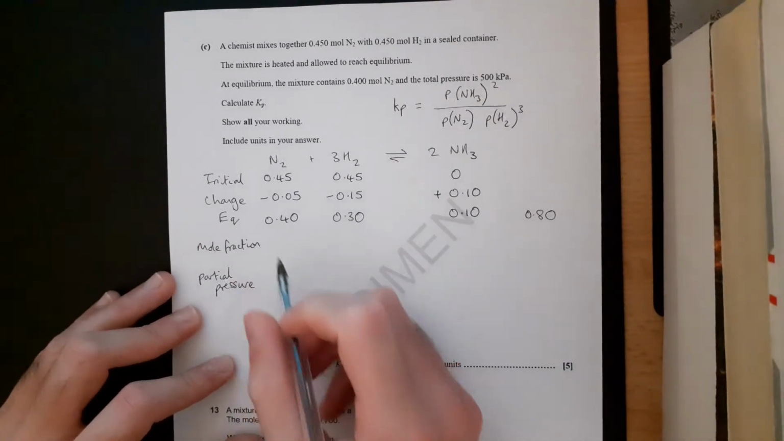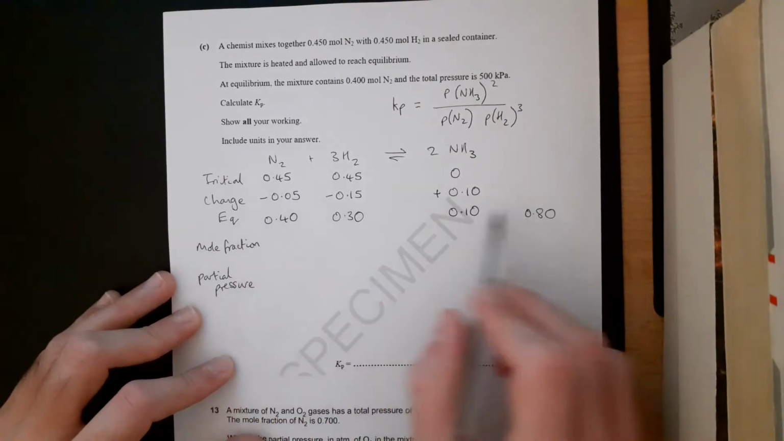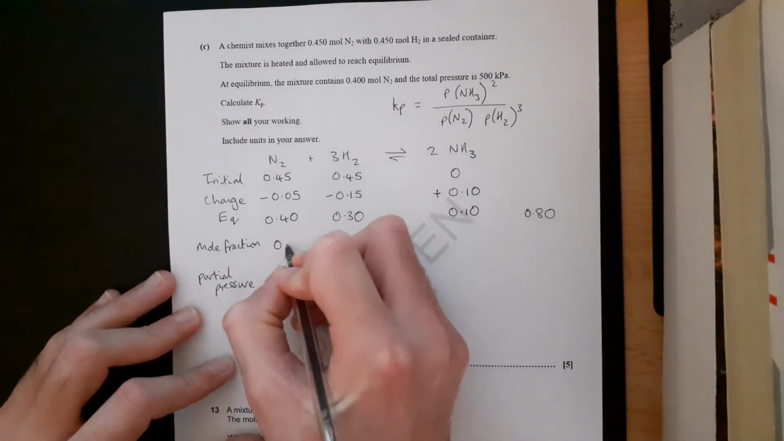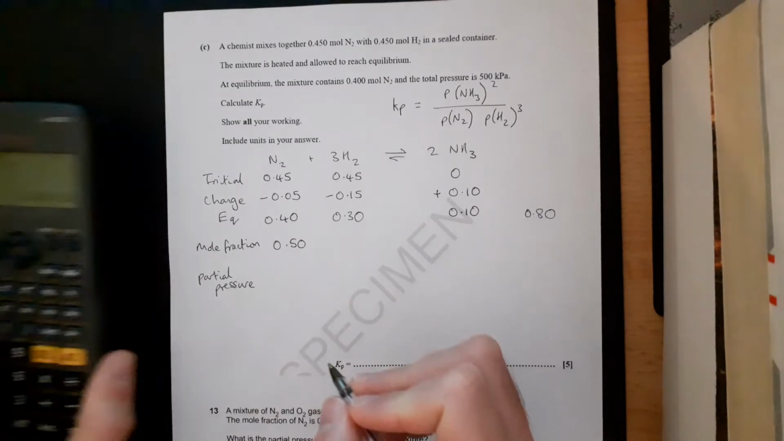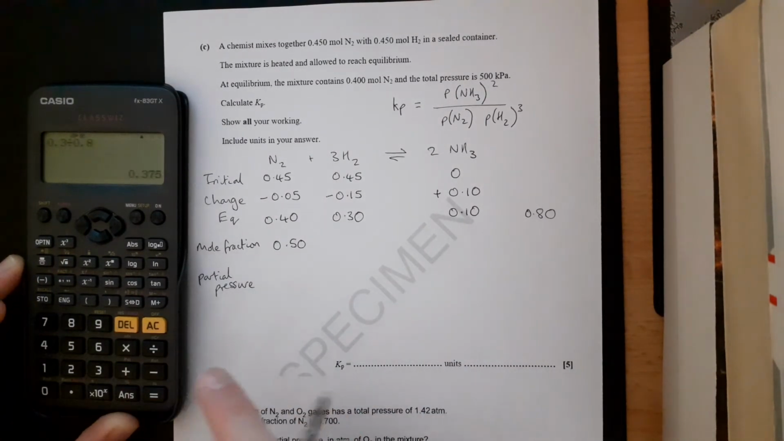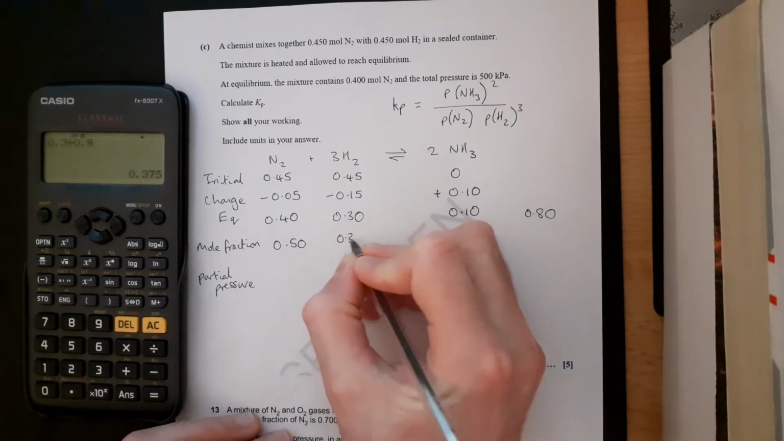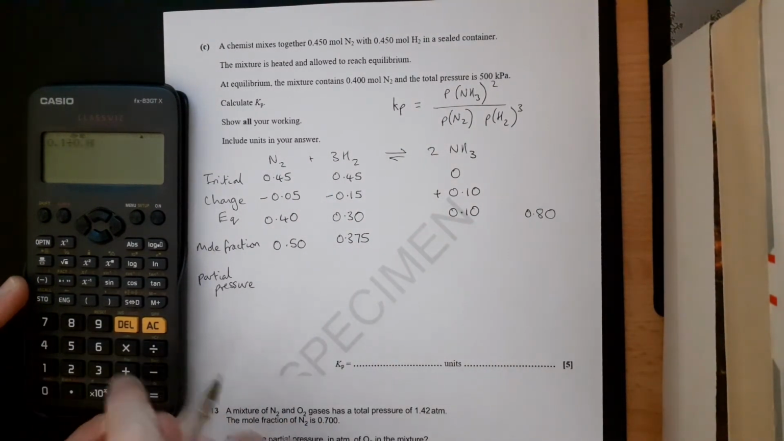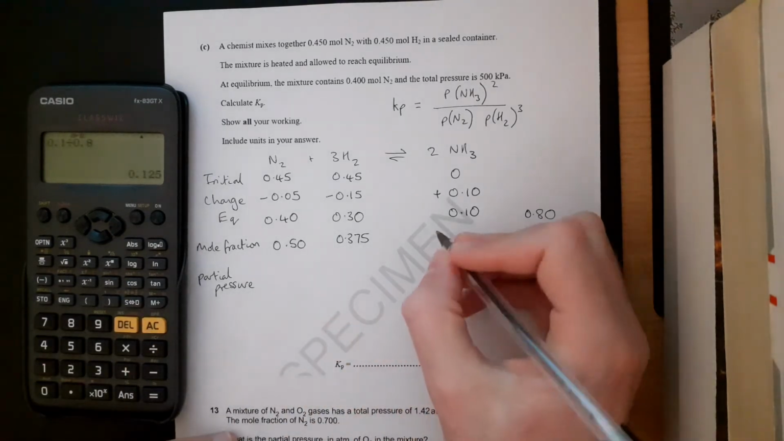So the mole fraction, remember, is just the number of moles divided by the total. So 0.4 over 0.8 is going to be 0.5. 0.3 divided by 0.8 is 0.375. And 0.1 divided by 0.8 is 0.125.